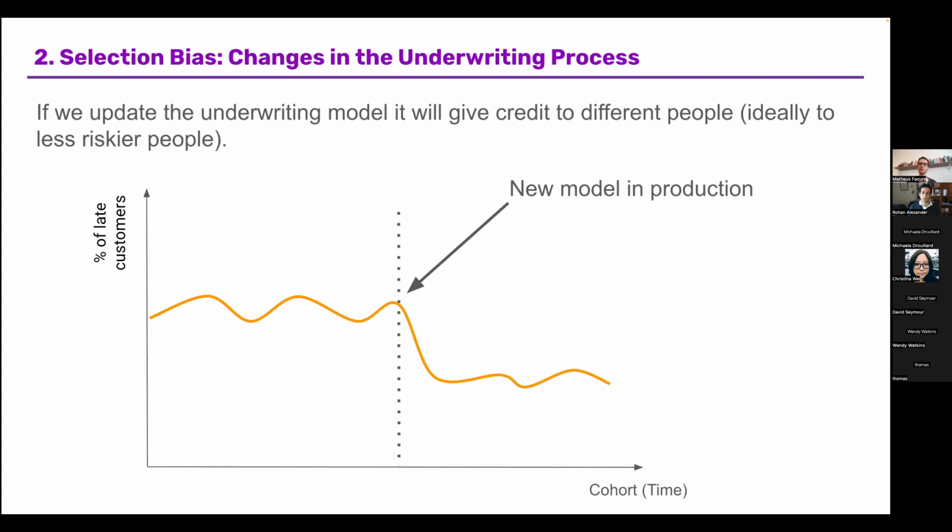Ideally, what you see is something like this: the risk of the customer is high, and as you put a better model in production, the risk should decrease. So the model is able to better select between less risky people and more risky people. That's ideally what you want to see. As you put a new model in production, the model classifies people better and it reduces the risk of people approved for credit.